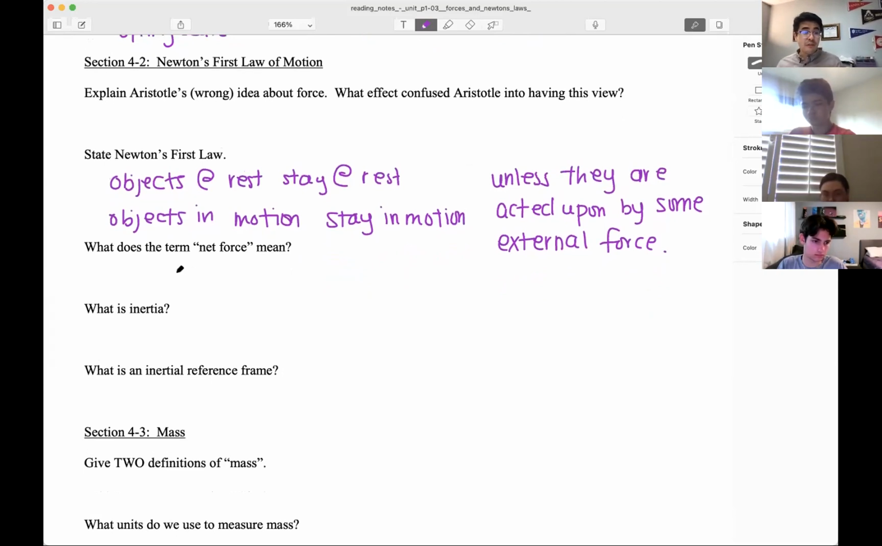What does the term net force mean? That's just all the forces added up, right? So we should say here some external net force just to clarify. So net force is just all the forces added up.